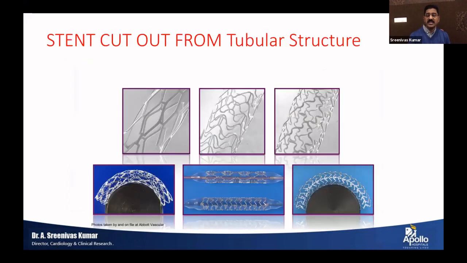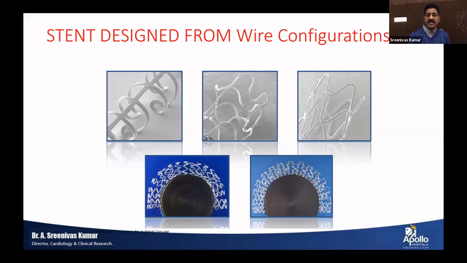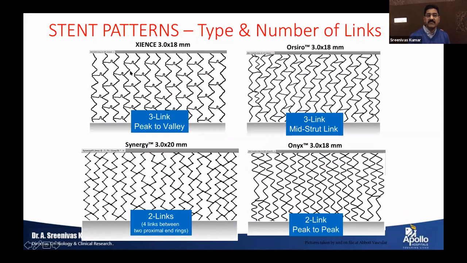Then stents initially, which I said were long wires, mesh, then it started cutting tubular structures. One from one tube, it is being cut into the various designs. Then that's how they became having more radial strength. So then later modifications also happened. Wire configurations were also seen. And then various companies had different types of designs.